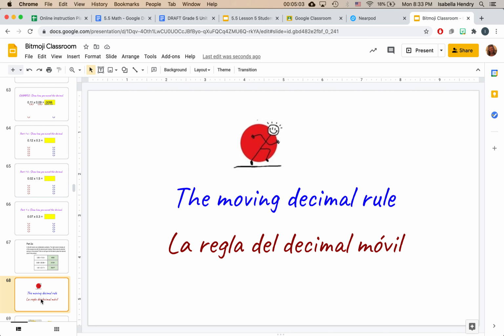So that is the moving decimal rule, o la regla del decimal móvil. We're going to be practicing it this week, and we're going to see that we can use it for a lot of different things. Let's get started.